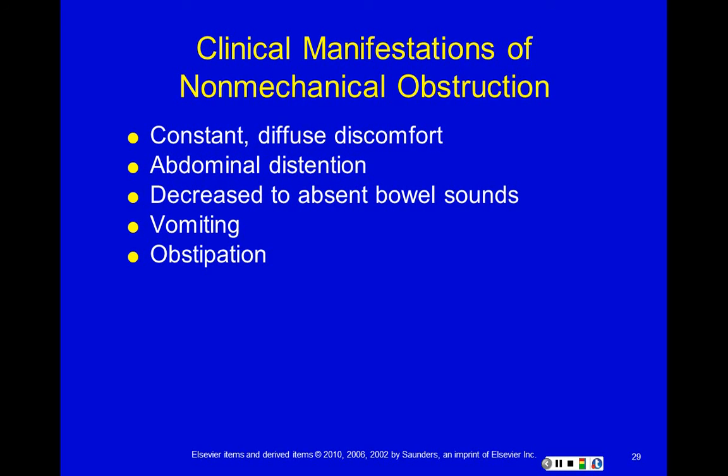And so some typical reasons that we see non-mechanical obstructions occur: medications such as narcotics and anticholinergic drugs can slow gastric motility. Hypokalemia can cause a non-mechanical obstruction. Definitely spinal cord injuries can cause a person to develop a non-mechanical obstruction. And again, definitely after surgeries, the person can develop a paralytic ileus.